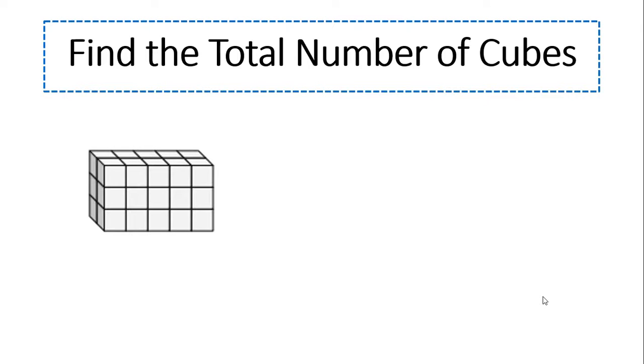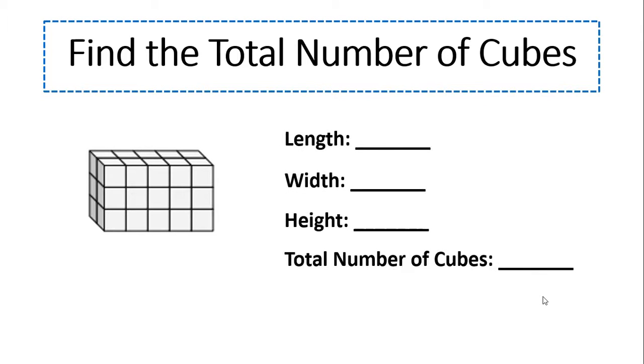Here we have a rectangular prism. We're going to be using the length, width, and height to find the total number of cubes used to fill the space inside this rectangular prism. Our length is 5 units. We know this because we can count 5 units across. 1, 2, 3, 4, 5 units.